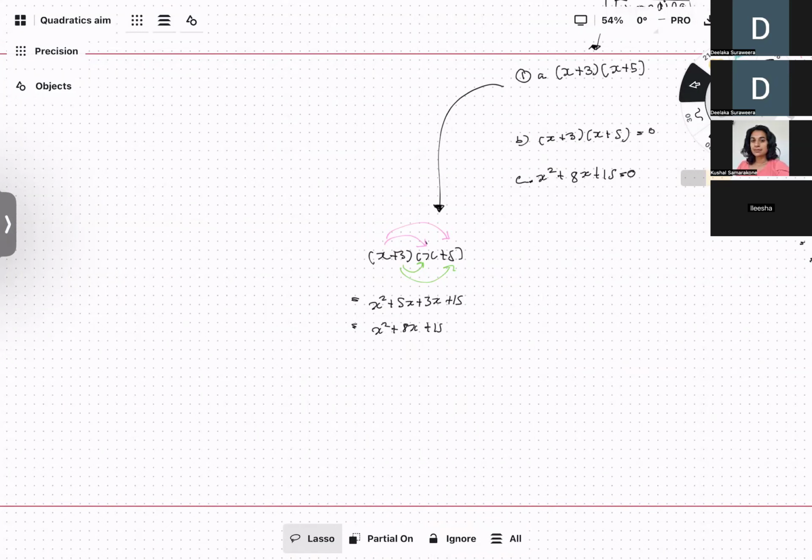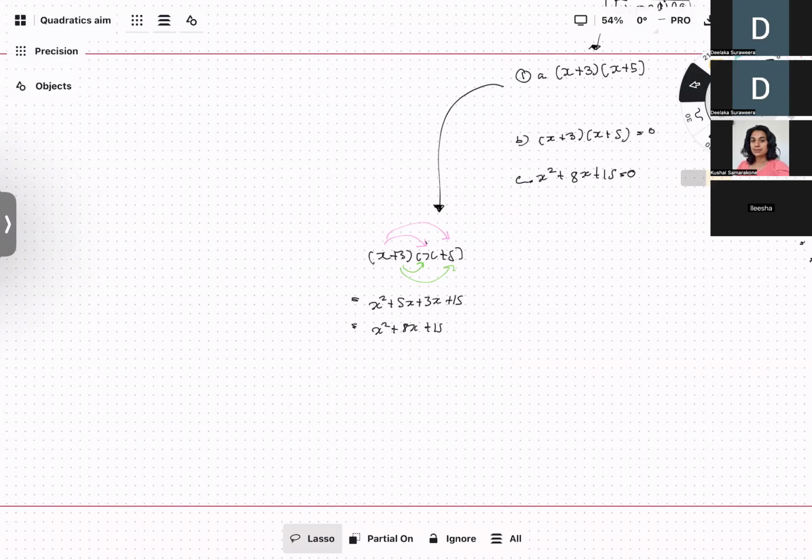Now when we get to B, that's expansion. Any questions about that? That's a basic thing you probably got to learn. All right, cool. Well done, Kushal. That looks good.